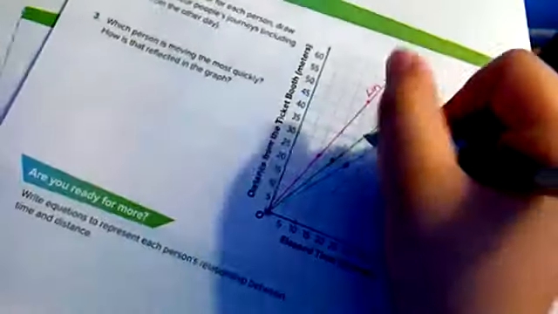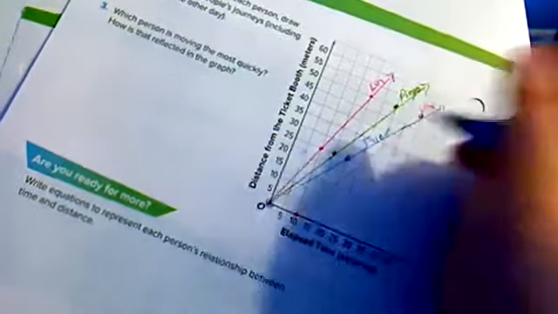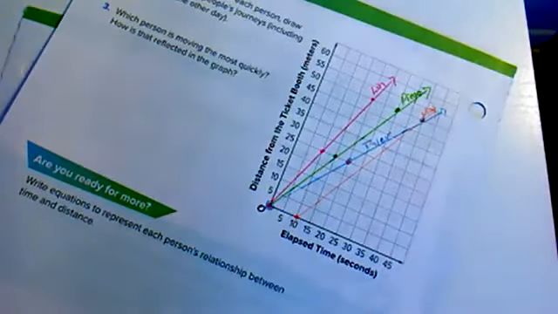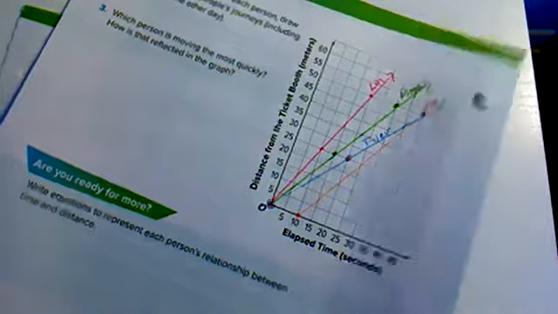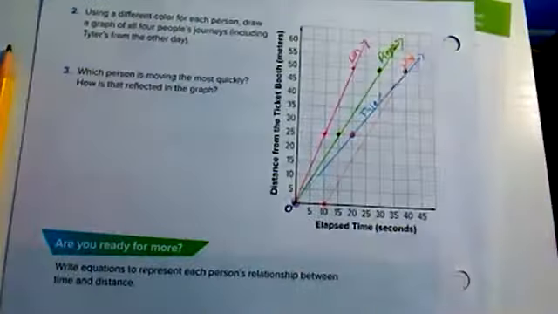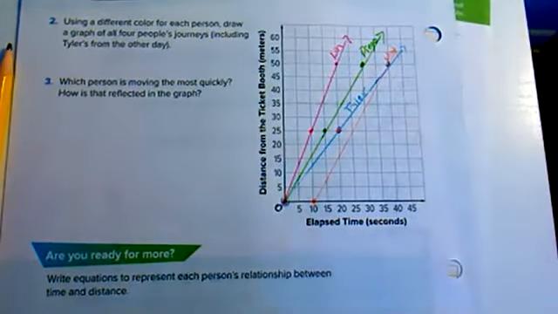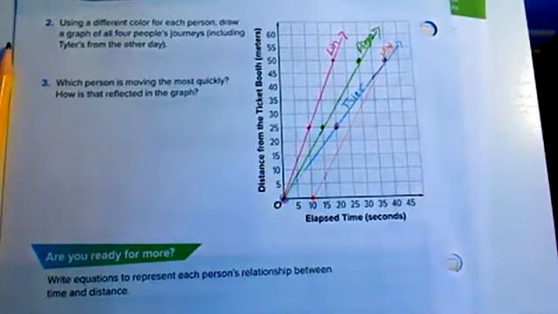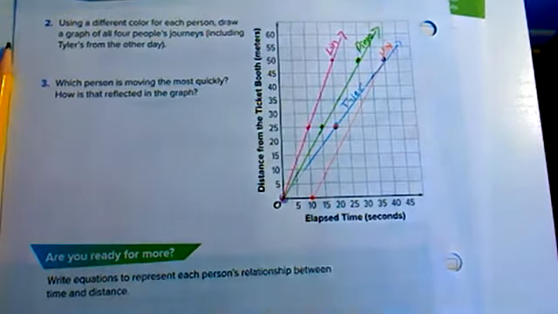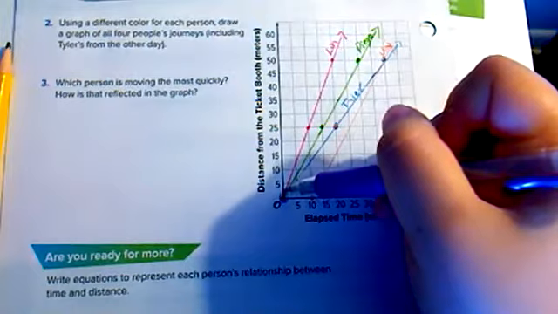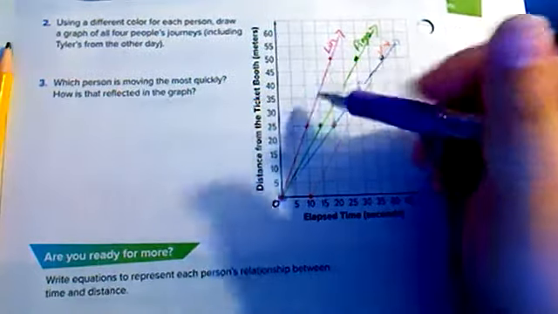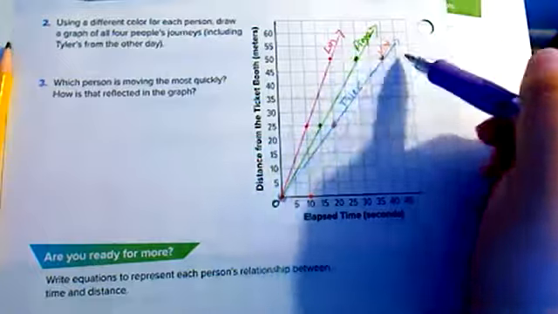And this blue line is Tyler. So then it wants to know which person is moving the most quickly. So the most quickly, which one do you think is moving the fastest if you were looking at this graph? Who is moving the fastest? Yeah, it would be Lynn because her line goes up the steepest and she reaches the destination before anybody else. So she is moving the fastest.